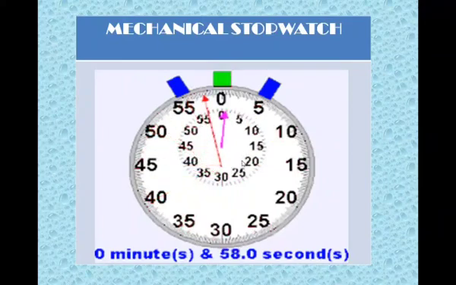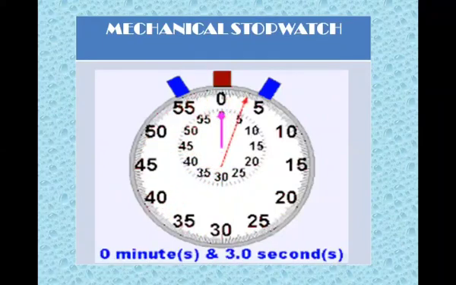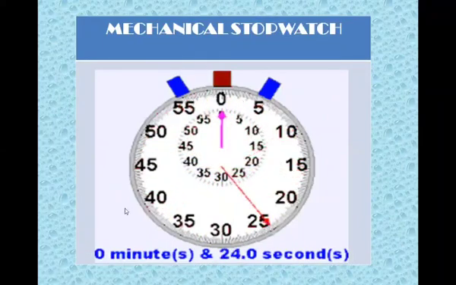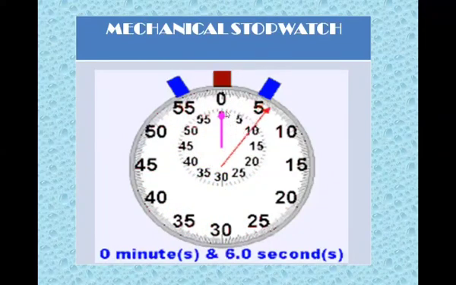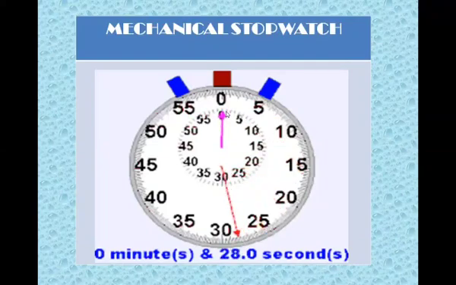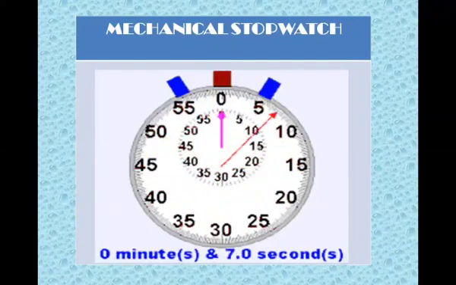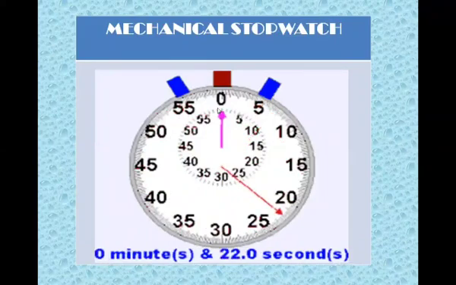But here we have the shorter arm, and the shorter arm is telling us about the minutes, how many minutes have passed. When the longer arm covers one complete rotation, the shorter arm moves to show one more minute on the watch. This type of watch is called a mechanical stopwatch.